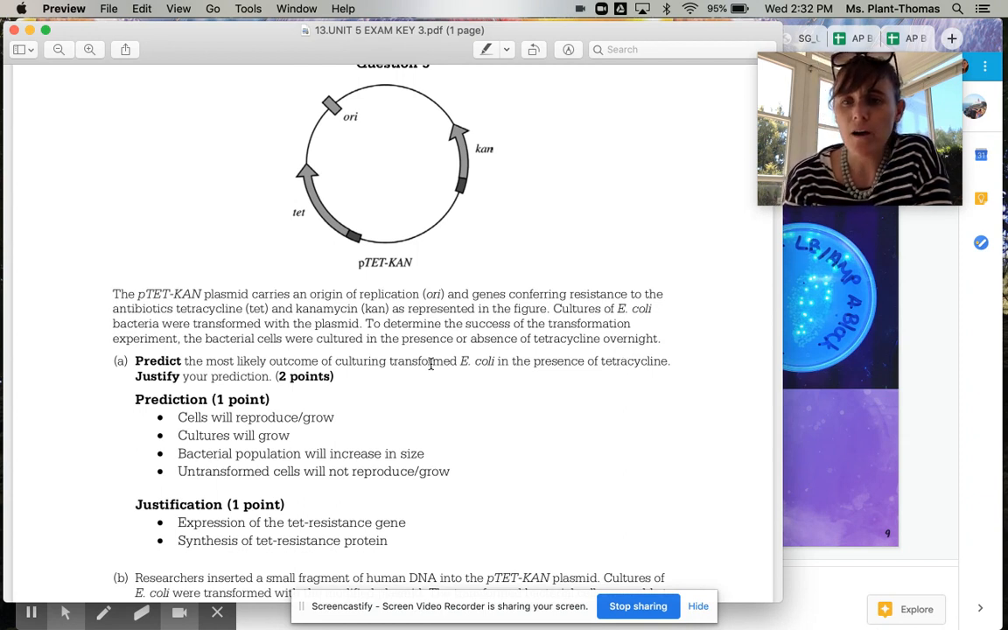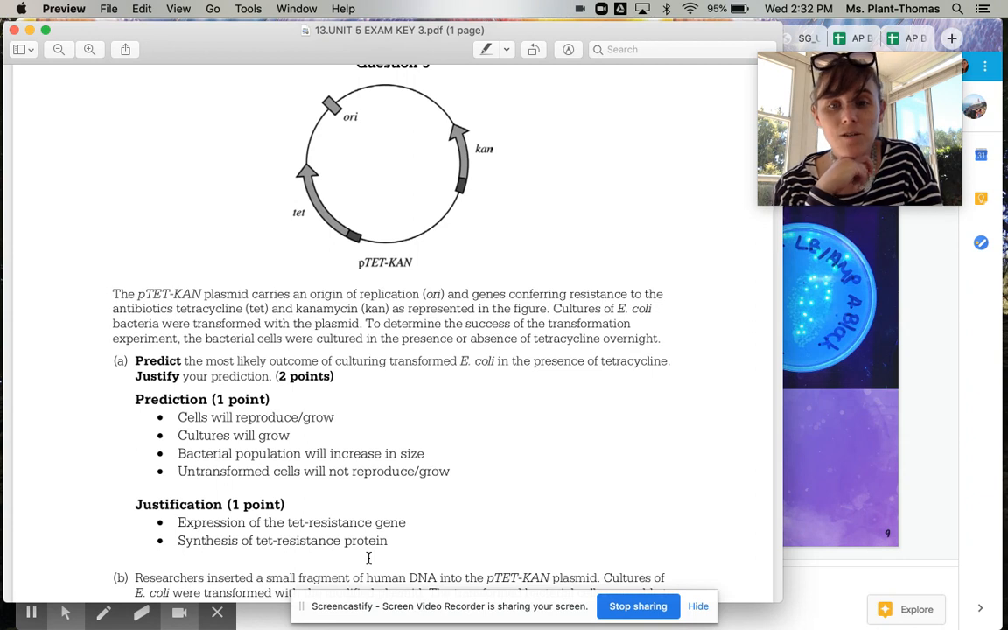So if you have correctly added the plasmid into the E. coli bacteria cells, and it's in the presence of this antibiotic, which normally would kill the bacteria, but since you've added this plasmid correctly into the E. coli, because it says transformed, then the bacteria should be able to grow. The bacteria population will increase. And our justification is that the bacteria is going to express the TET resistance gene, meaning express the gene that makes it resistant to tetracycline.